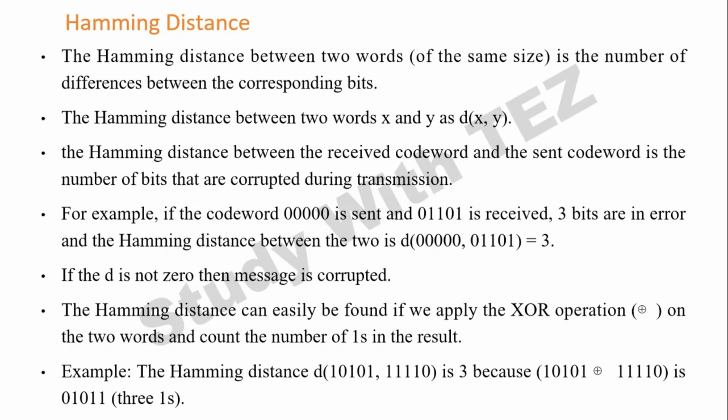Again, another example is given, applying the XOR operation between these two words. Okay, so 1 XOR 0 is 1, 0 XOR 1 is also 1, 1 XOR 1 is 0, again this is 1, and this is 0. Since the number of ones is 3 here, again 3 is the Hamming distance between these two words.